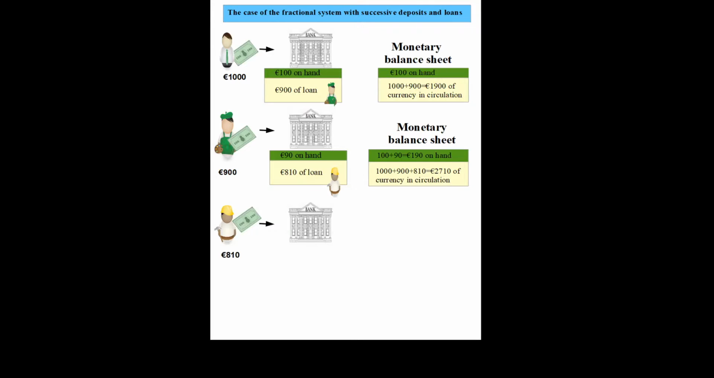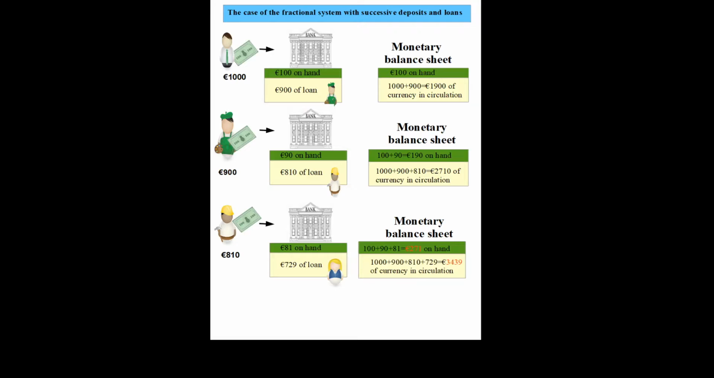Jean-Paul will deposit this money in the bank. Once again, the bank will keep 10% of this amount in compulsory reserves, and can grant 729 euros in loans. Sophie takes out a loan. She signs an acknowledgement of debt. Let's look at the bank's monetary balance sheet at the end of the third stage. There are 271 euros of required reserves for a total deposit of 3,439 euros. At the end of 3 stages, there are 3,439 euros in currency in circulation covered by only 271 euros in reserves at the bank.